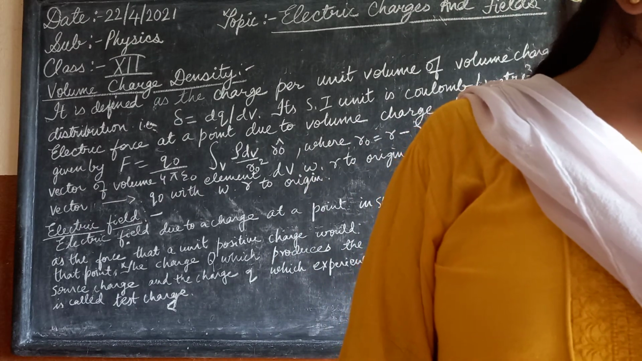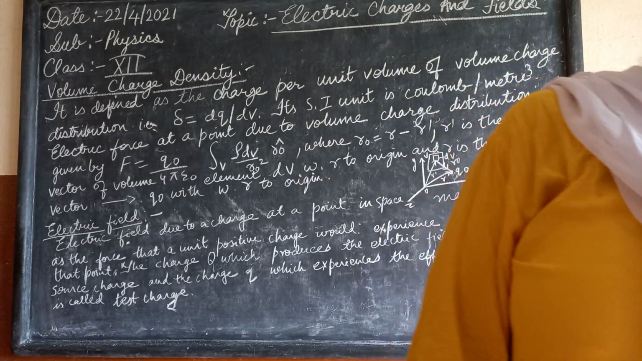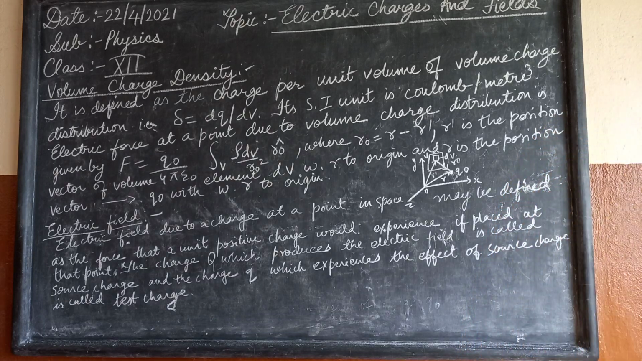Next is electric field intensity. Electric field intensity is defined by the positive and negative charges in the system. The electric field intensity at a point due to a source charge is defined as the force experienced by a unit positive test charge placed at that point: E equals F upon Q0, where E is the electric field intensity and F is the force experienced by the test charge Q0. It is a vector quantity, and its SI unit is newton per coulomb.